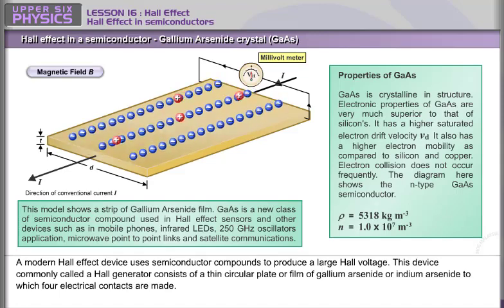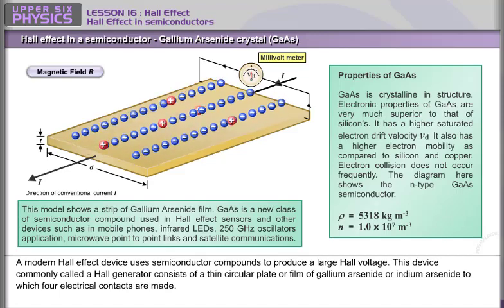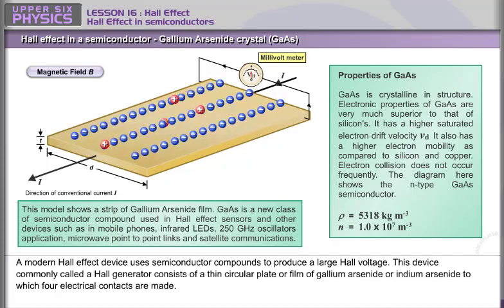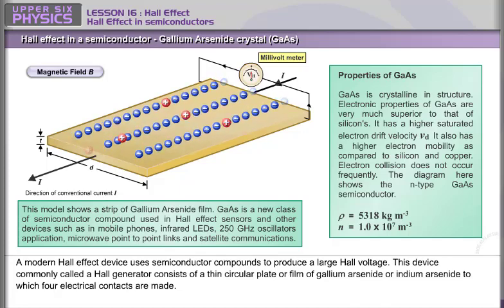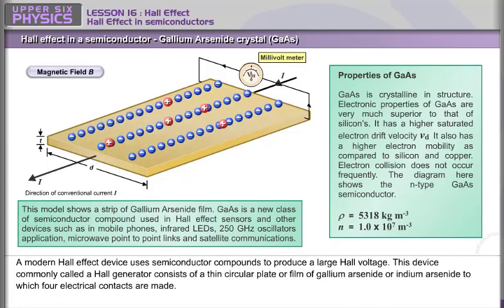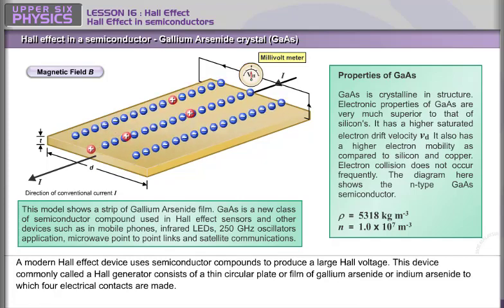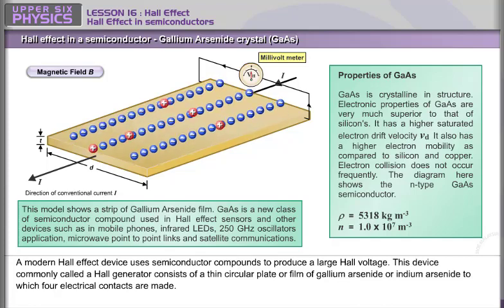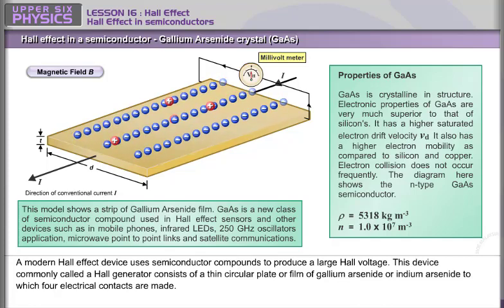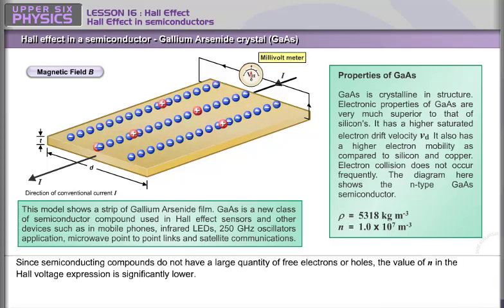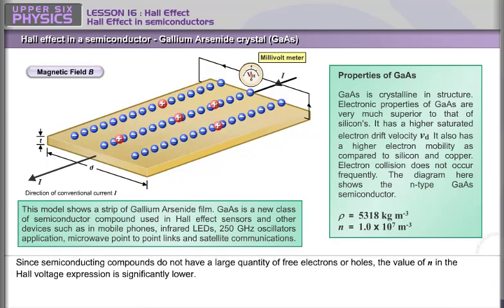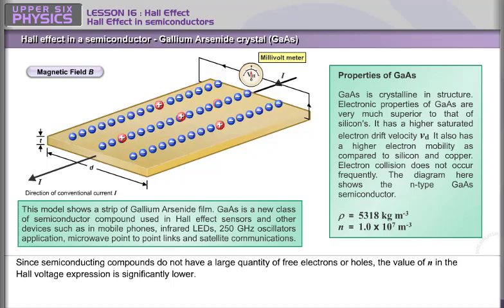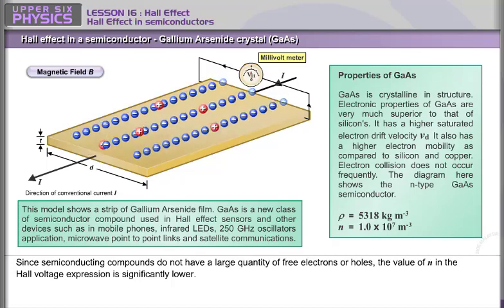A modern Hall effect device uses semiconductor compounds to produce a large Hall voltage. This device, commonly called a Hall generator, consists of a thin circular plate or film of gallium arsenide or indium arsenide to which 4 electrical contacts are made. Since semiconducting compounds do not have a large quantity of free electrons or holes, the value of N in the Hall voltage expression is significantly lower.